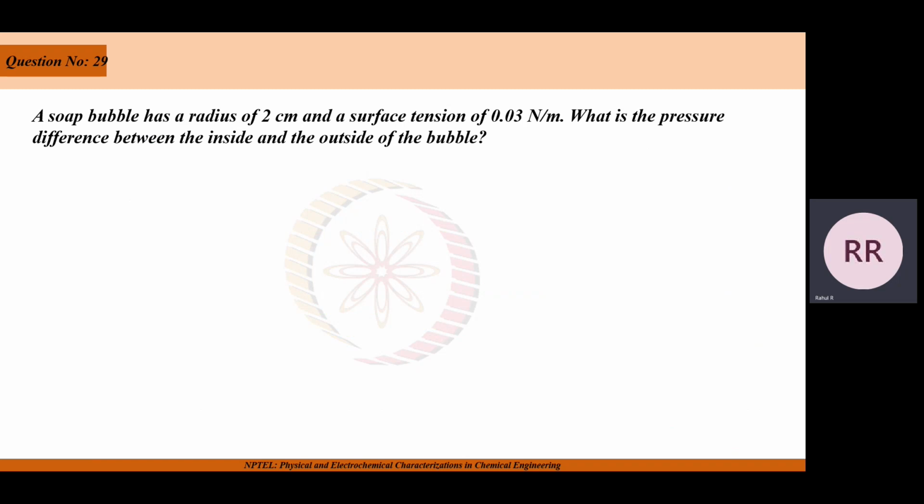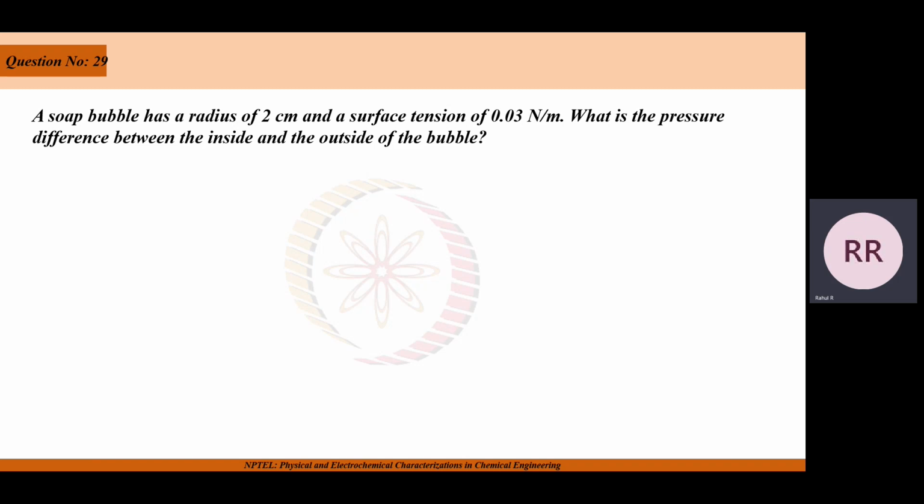Now let me go to the next question. The soap bubble has a radius of 2 centimeters and a surface tension of 0.03 Newton per meter. What is the pressure difference between inside and outside of the bubble? Think about this for a while, then let me discuss that.